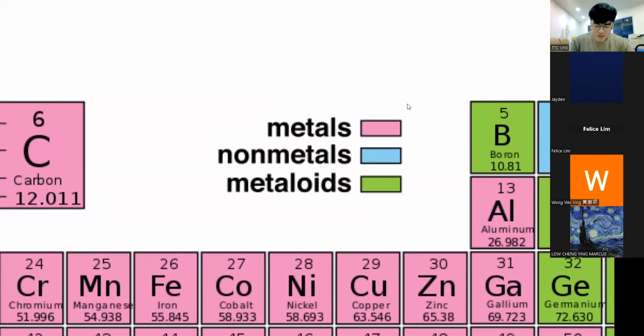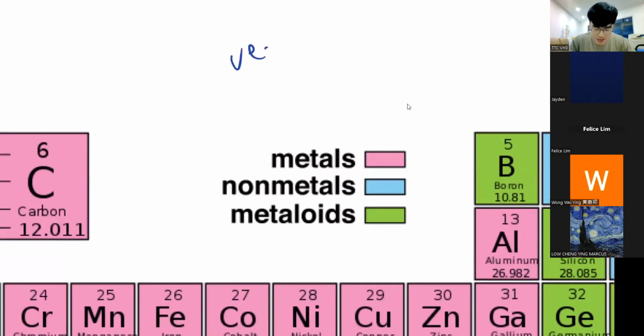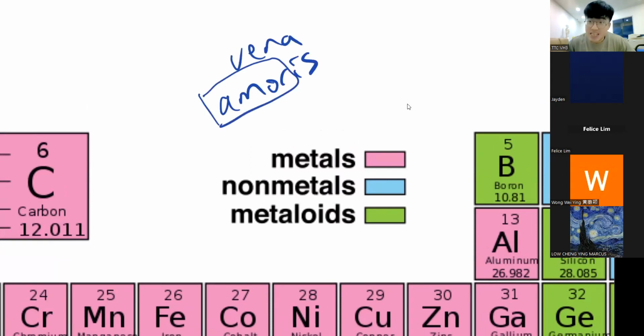And this vessel, they called it vena amoris. Guys, do you know what amor means in Spanish, in Italian, in Portuguese? Amor is love. So vena amoris means the vein of love. It goes to your heart. It connects to the heart. That's why we put the ring on this finger.